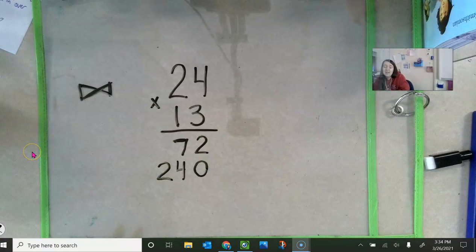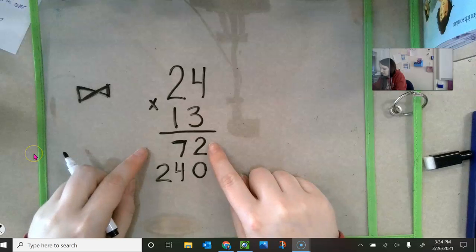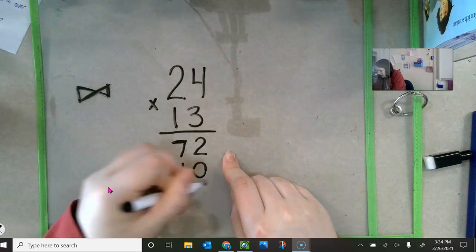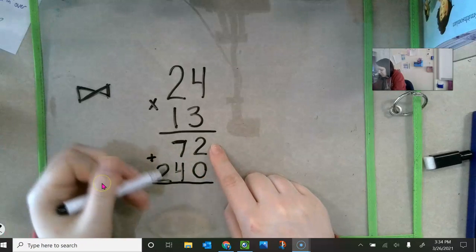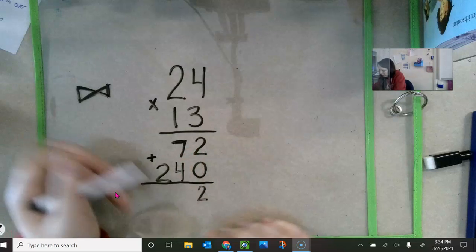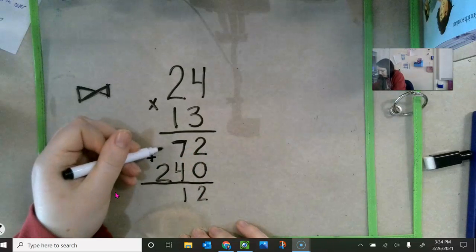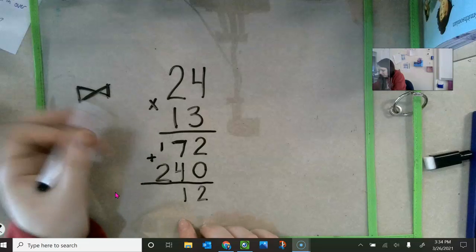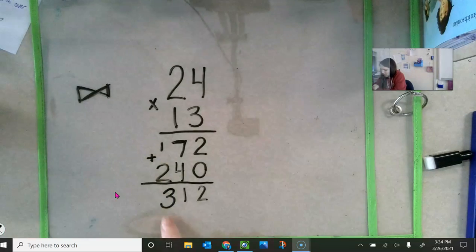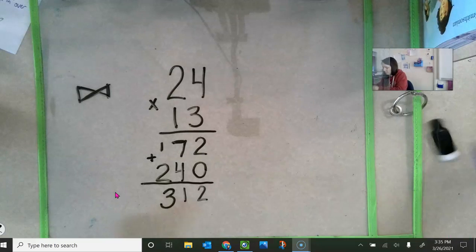Now again, you might be like, Miss Wilson, I'm all done now. Here's my answer. But you still have partial products. These are both parts of the product. Our last step is to add them together. 0 plus 2 is 2. 2 plus 4 is 11. And I put the 1 down here and a 1 in the hundreds place. 2 plus 1 is 3. My final product is 312.